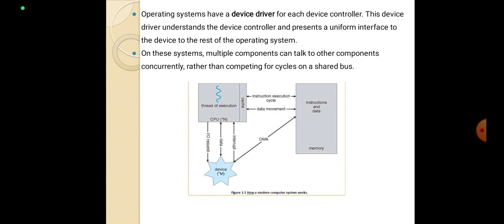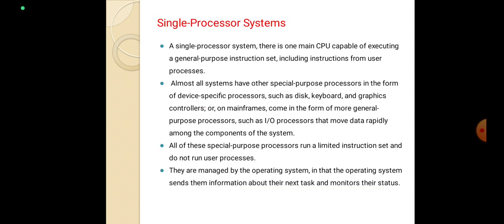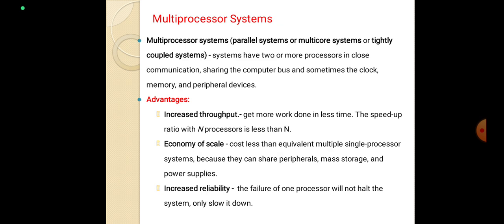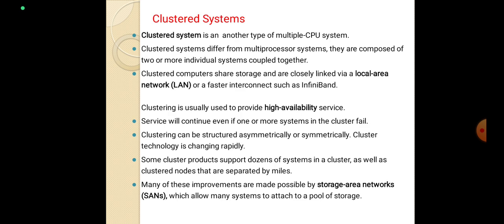A single processor system consists of a single processor, that is one main CPU capable of executing a general purpose instruction set. Multiprocessor systems, also known as parallel systems, multi-core systems or tightly coupled systems, have 2 or more processors in close communication. Its advantages are increased throughput, economy of scale, increased reliability, graceful degradation and fault tolerance. And the multiprocessor system can be divided into asymmetric and symmetric multiprocessor.